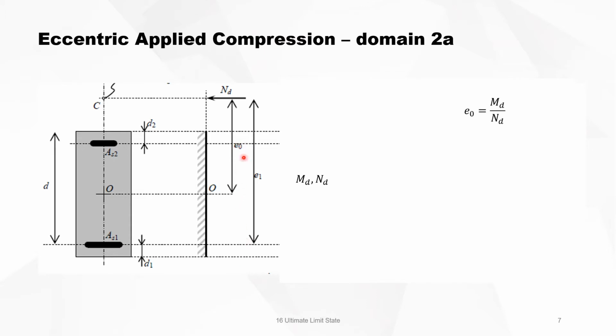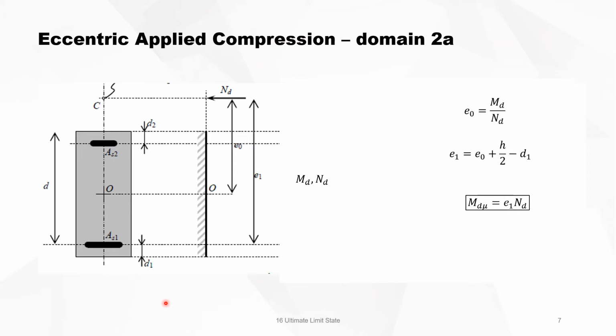So E0 is the initial eccentricity. It is just the bending moment divided by the normal force. It's the normal eccentricity. So we work not with MD and ND, but with E0 and ND. And E1, the eccentricity regarding the tension reinforcement, it's, of course, if you look at the drawing, E0 plus H over 2 minus D1, sorry. So you always need to make a little drawing in your head to derive this formula.